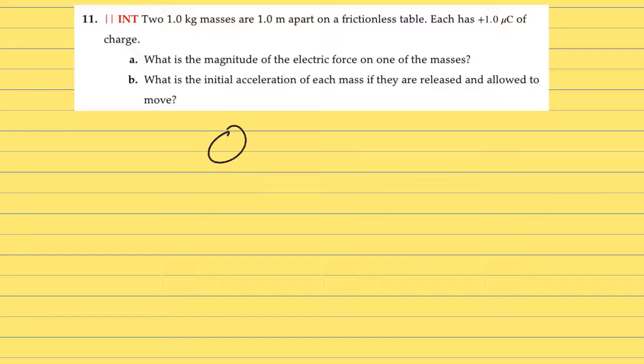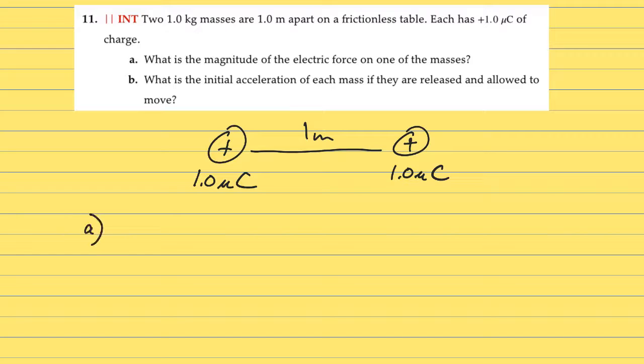Alright, let's see what we have here. We've got 1 kilogram masses. Each has a positive charge of 1. Now this isn't nano, this is microcoulomb. And they both have this 1 microcoulomb of charge, and they're positive, and I put the positives there, and they're 1 meter apart.